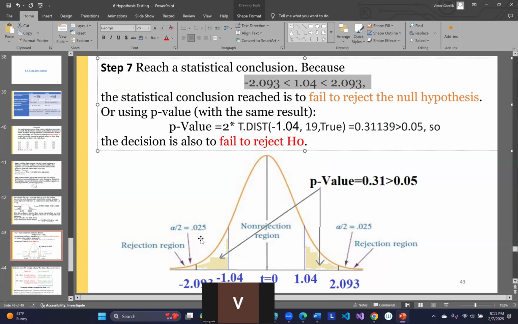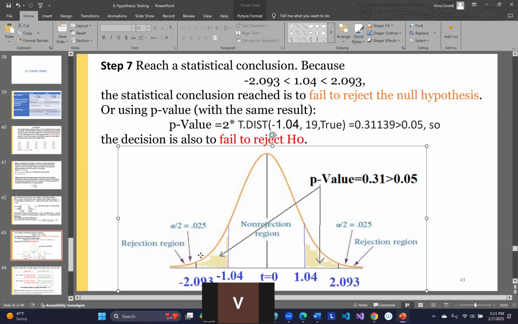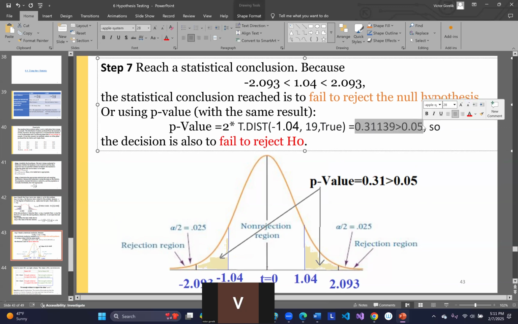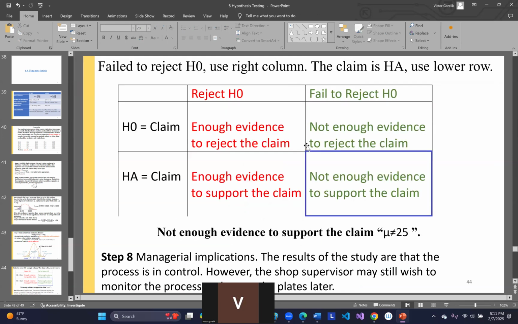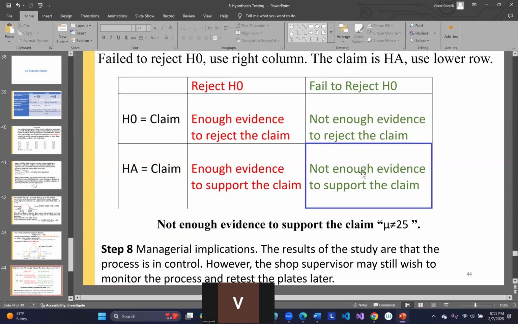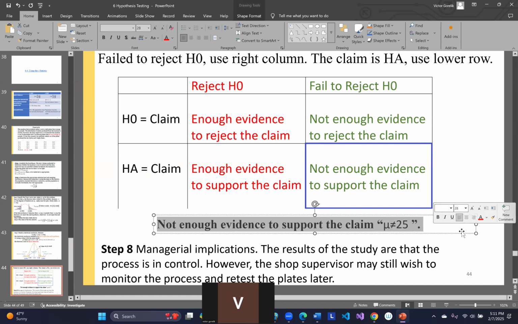Or using the p-value, with the same result. The p-value is the area under two tails defined by the test statistic of plus or minus 1.04, or 2 multiplied by T.DIST of minus 1.04, 19, true, or 0.31136, which is greater than 0.05. So we fail to reject H null, or we fail to reject something opposite to HA, so there is not enough data to support HA. But HA is the claim. There is not enough evidence to support the claim.